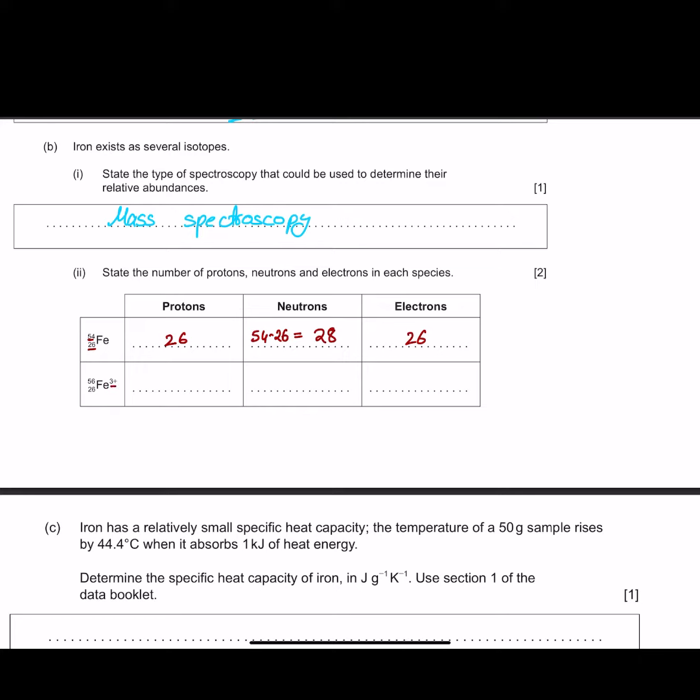In the next case, again, this is a charged ion. For a charged ion, the number of protons will always be equal to the atomic number. What happens is it has a plus 3 charge. So that means it has 3 electrons less than what it should be at the normal stage. Normally it should be 26, but it has 3 electrons less. So number of electrons is 23. Number of neutrons now would be 56 minus 26, that is 30. So this would be the correct answer to part 2.